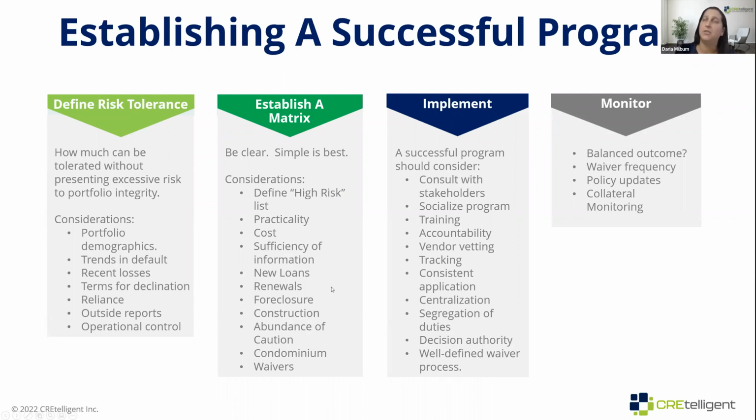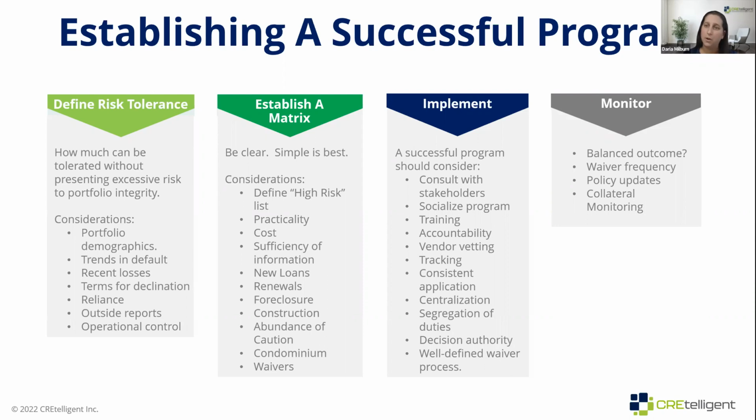So to establish your successful program, you want to define your risk tolerance. That's a topic we'll be talking about in our next webinar. Establish your matrix. Be ready to implement and take into consideration your stakeholders before you implement. If you're issuing a new policy or updates to your policy, understand how it's going to affect your stakeholders. Socialize your program, provide training. The more you communicate what you're doing, the easier it will be for you to implement.